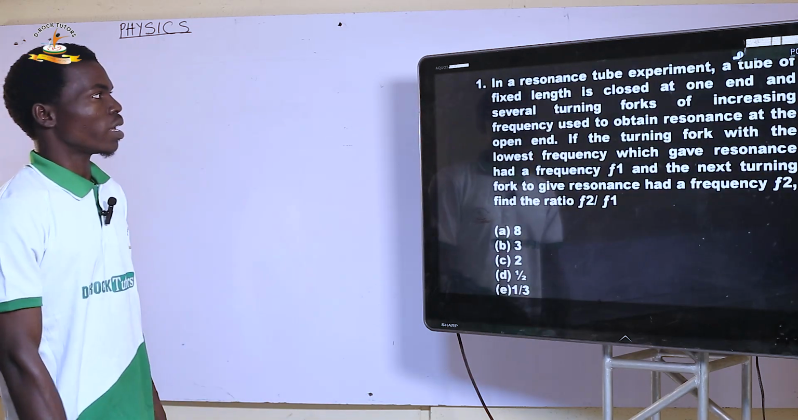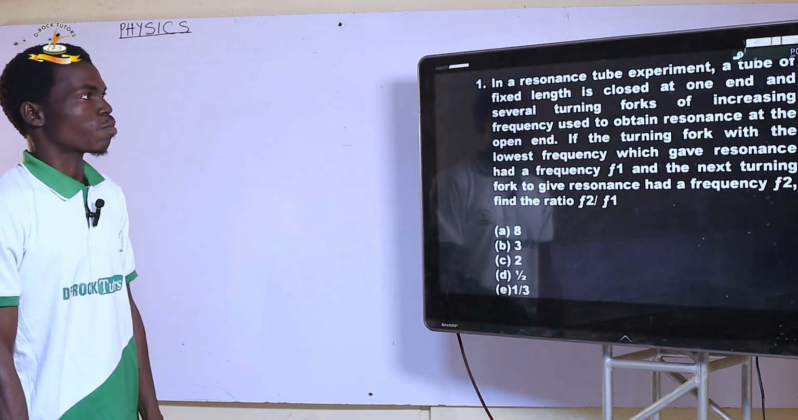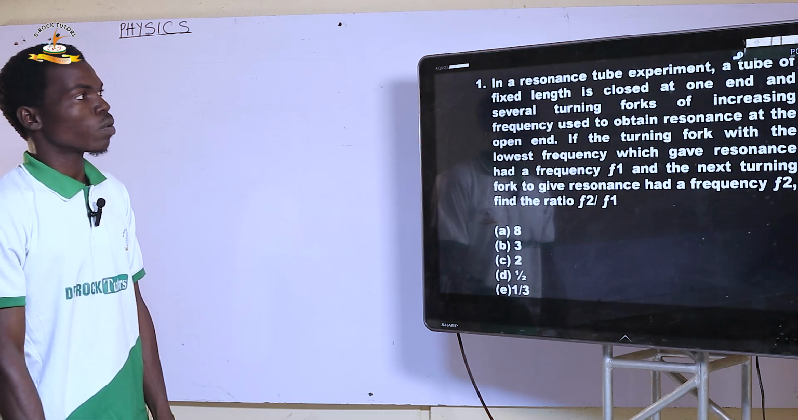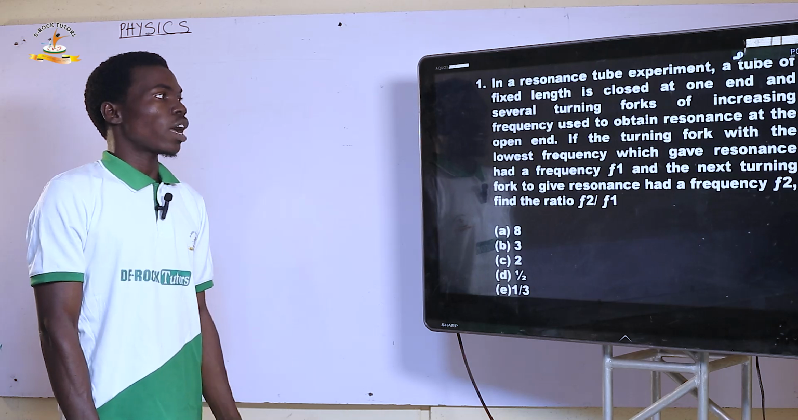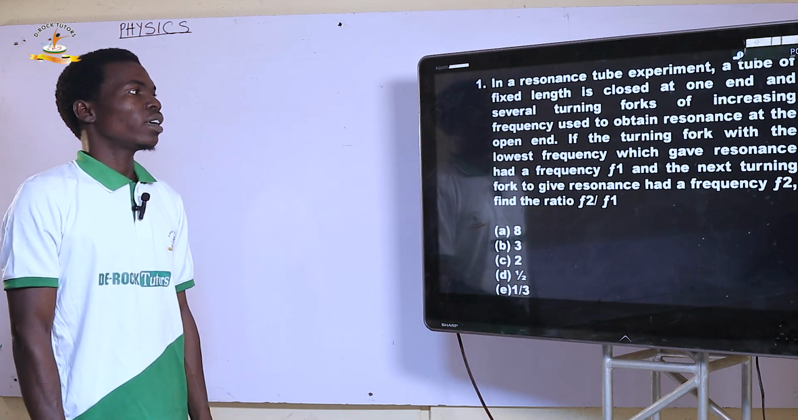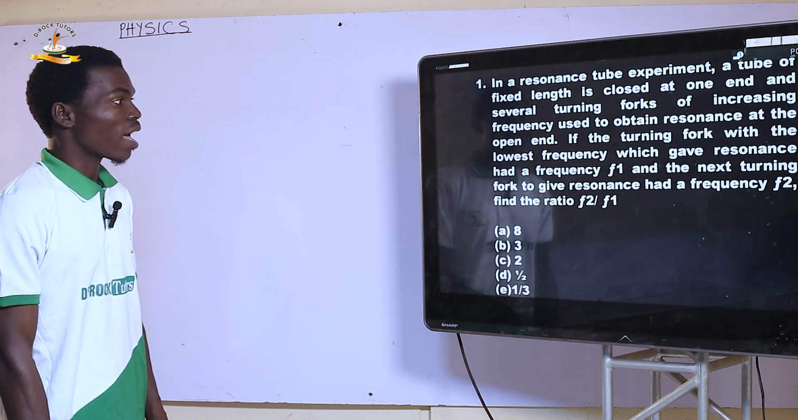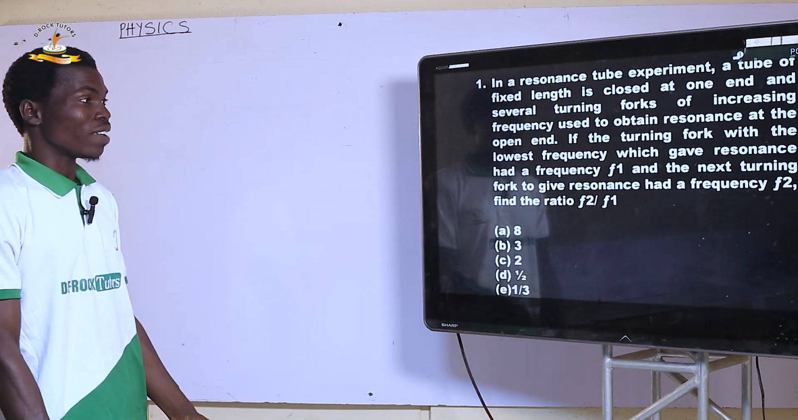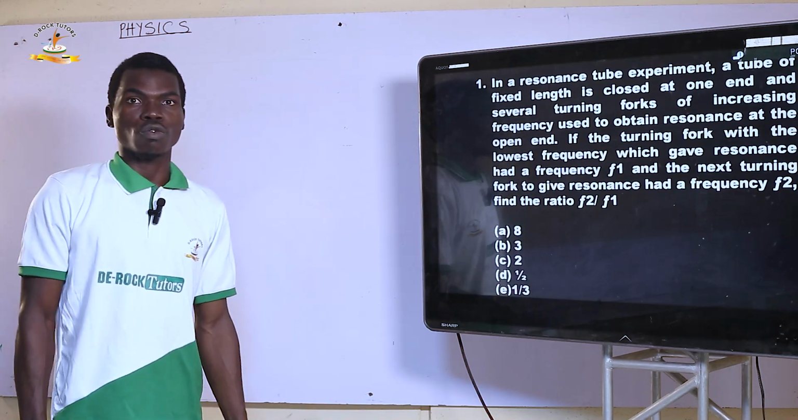We have the first question here. It says, in a resonance tube experiment, a tube of fixed length is closed at one end, and several tuning forks of increasing frequency are used to obtain resonance at the open end. If the tuning fork with the lowest frequency which gave resonance had a frequency F1, and the next tuning fork to give resonance had a frequency F2, find the ratio of F2 to F1.